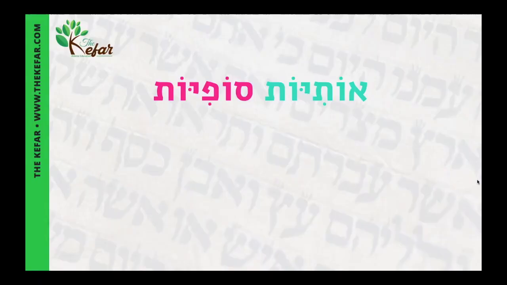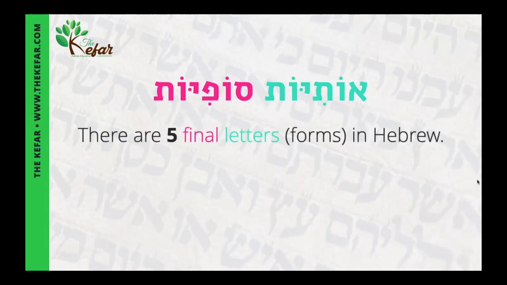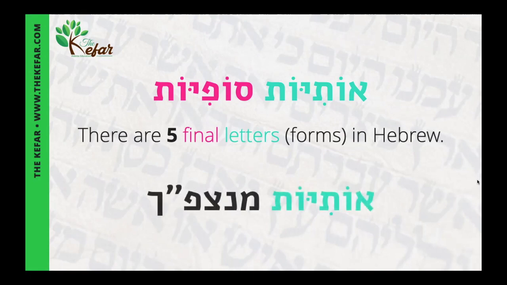So one of my viewers asked me about Sofit letters in Hebrew, so this video is for you. Sofit letters in Hebrew are Otiot Sofiot, which are final letters, Otiot meaning letters, and Sofiot final. We have 5 of them in Hebrew. These letters are also called Otiot Mansapach. Mansapach is an acronym made up of those 5 letters that have the final form: Mem, Nun, Tzadi, Pei, and Kaf.